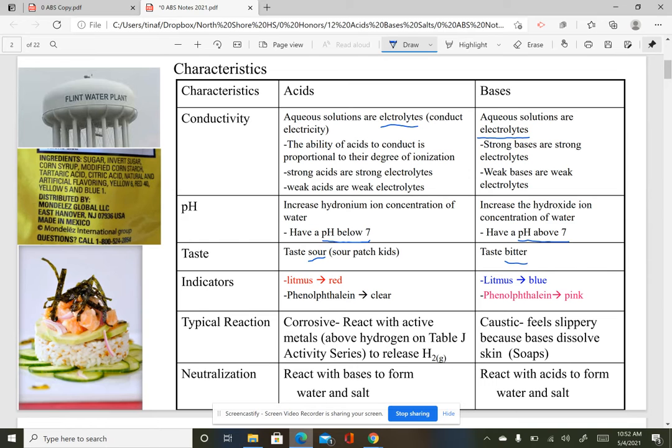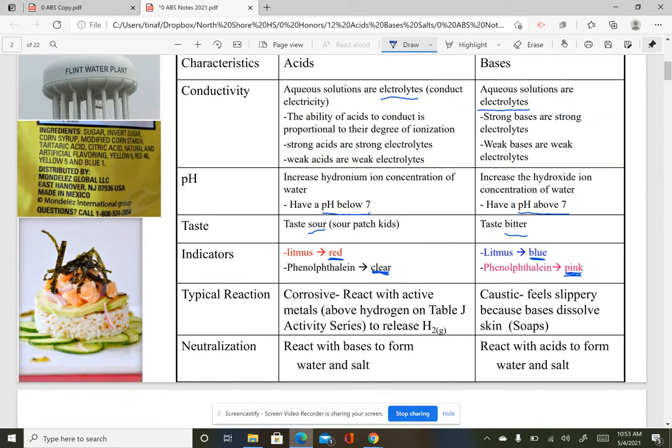The two that you guys should really commit to memory are litmus paper and phenolphthalein. Litmus paper, you can dip into a solution, and if it turns red, it's an acid, and if it turns blue, it's a base. Phenolphthalein is a liquid. If you drop it into an acid, it stays clear, and if you drop it into a base, it turns pink. There are a lot of other indicators, but these two are really good for differentiating between acid and base. As far as their reactions go, they react with different things.